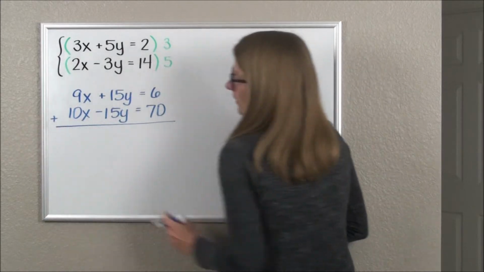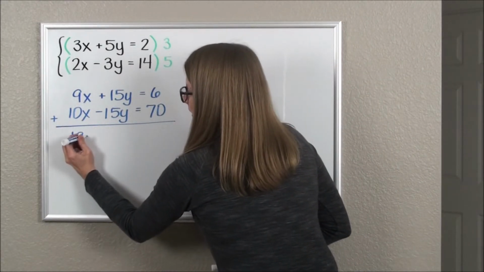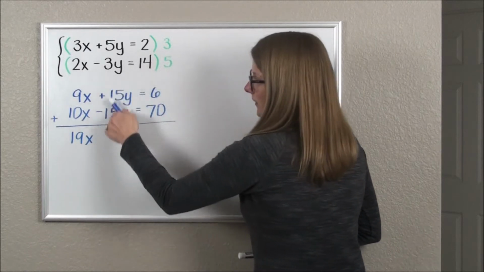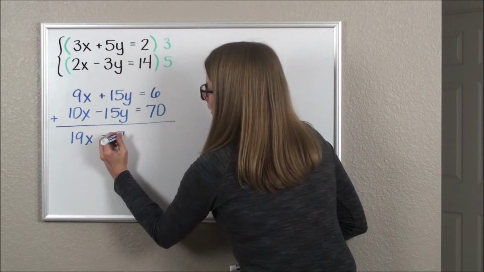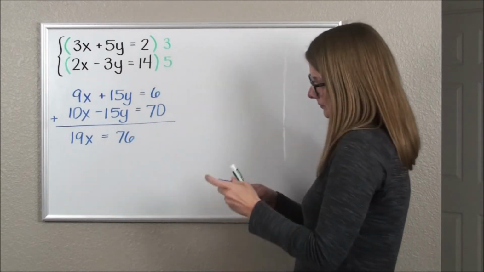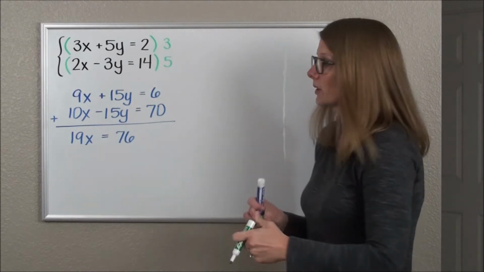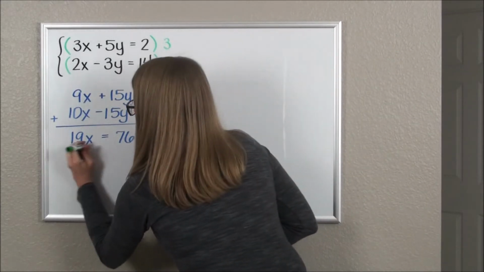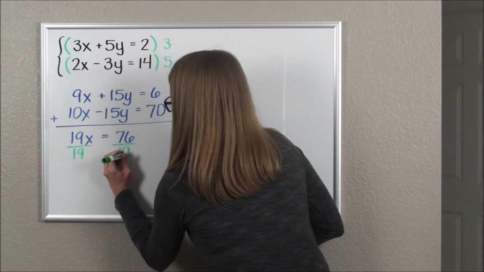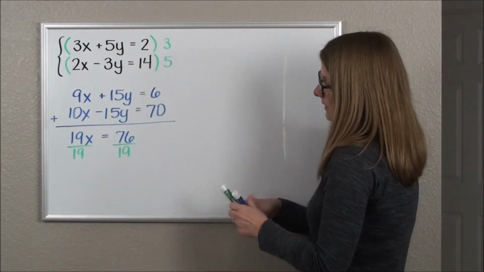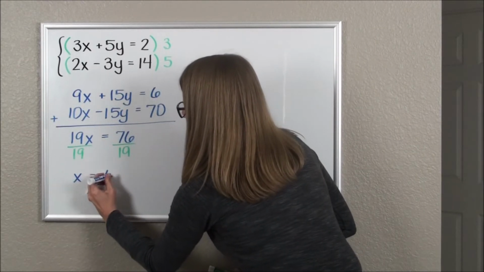So I add everything up. 9x plus 10x gives me 19x. The 15y's cancel. And 6 plus 70 gives me 76. So now to isolate the x, I want to divide both sides by that 19. So I get x equals, and then 76 divided by 19 should be 4.